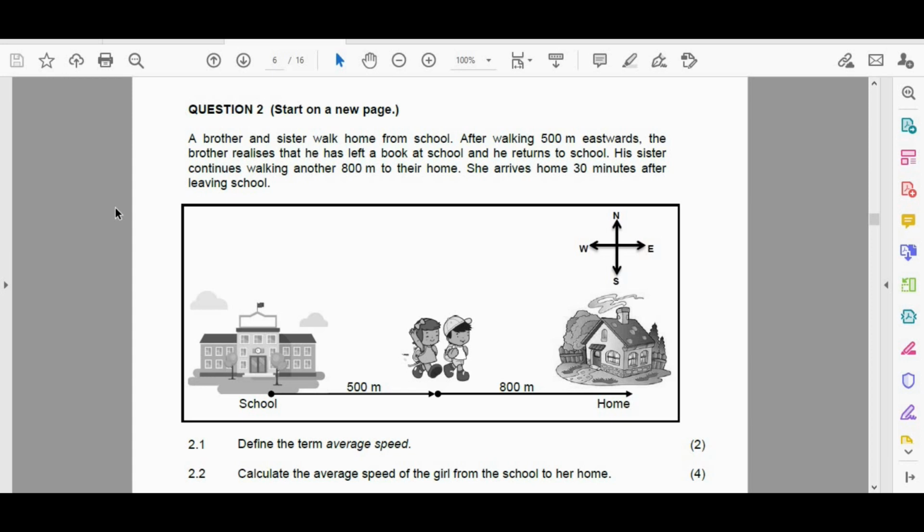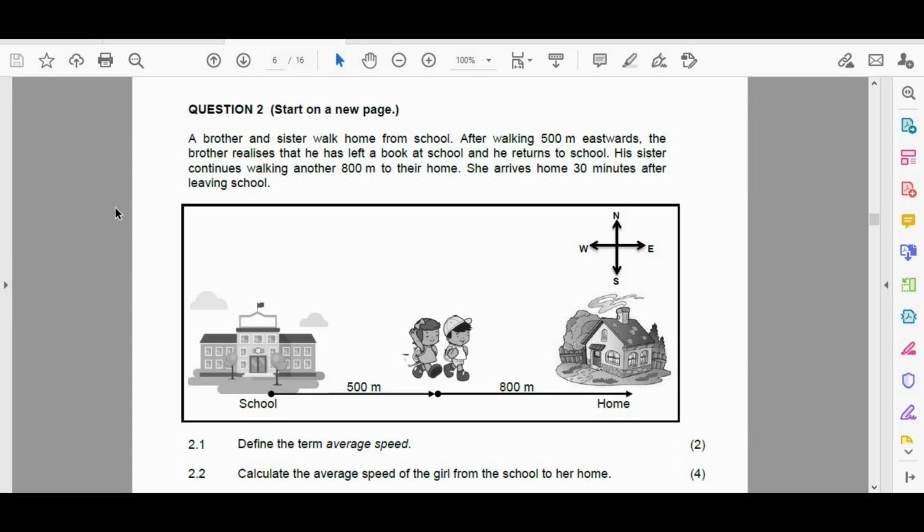But here's a question, I think it's from 2017. A brother and sister walk home from school. After walking 500 meters eastwards, the brother realizes he left a book at school and returns to school. His sister continues walking another 800 meters to their home, and she arrives 30 minutes after leaving school.